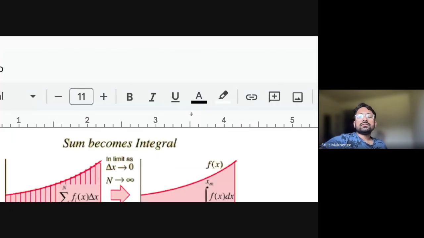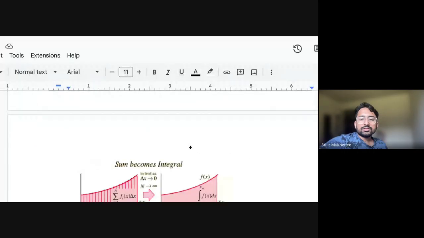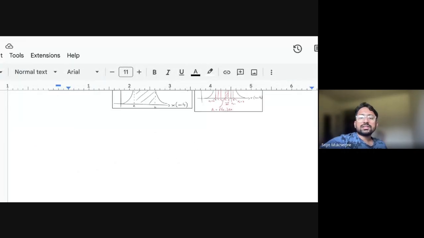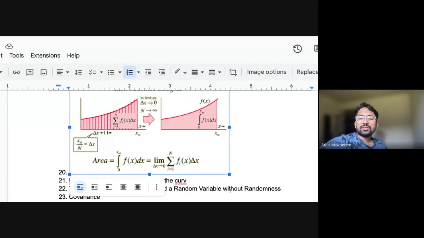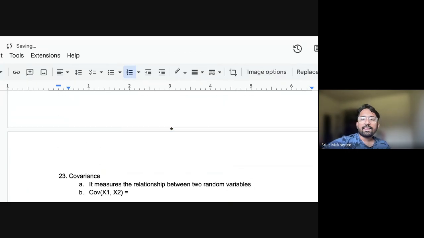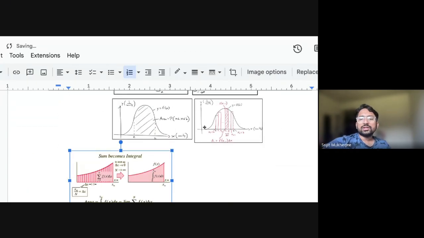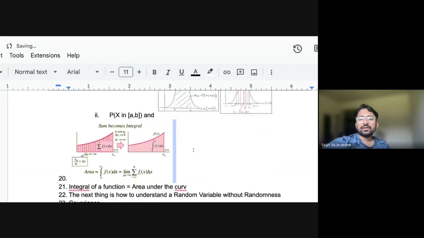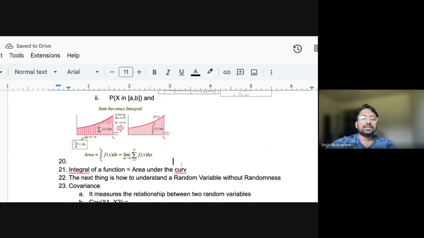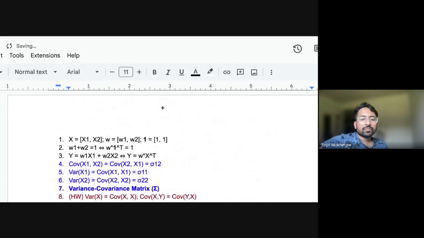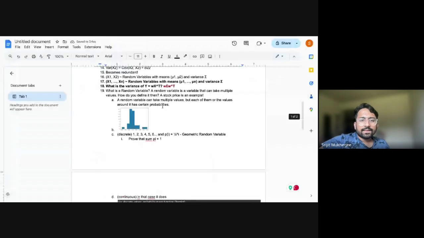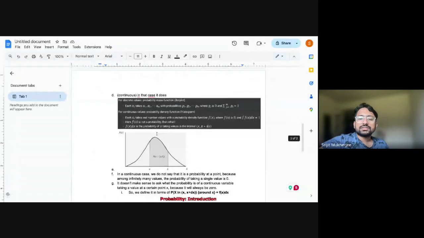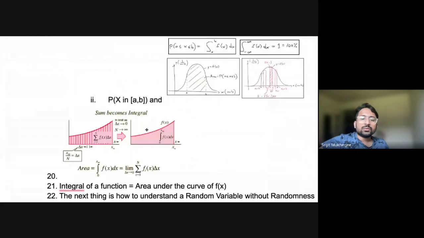So similarly, probability is nothing but this curve. Let's make all this smaller. Yeah, it's the area under the curve of fx. Area under the curve of fx. This is what the integral is.